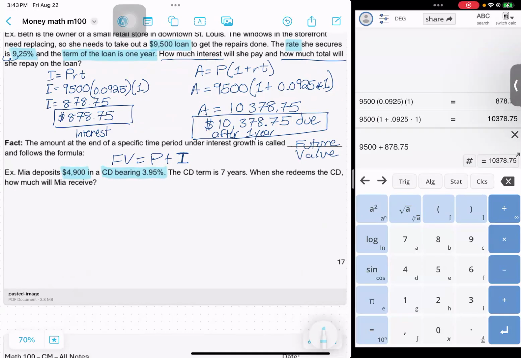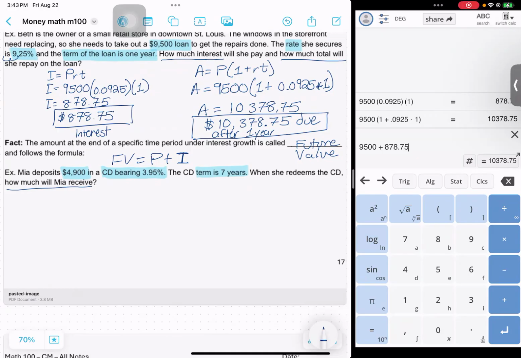There are other types of investments you can make that often will result in greater growth than that, but they aren't always guaranteed. Sometimes you might lose. With CDs, you're guaranteed that growth. The term of the CD is 7 years. That's how long you have to leave the money alone. When she redeems the CD, how much will she receive? How much will Mia receive? Well, she'll receive back the money she put in and some interest.